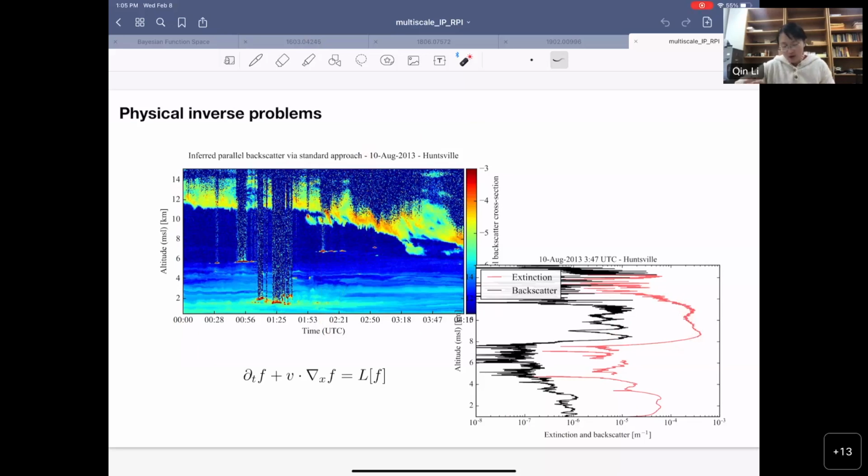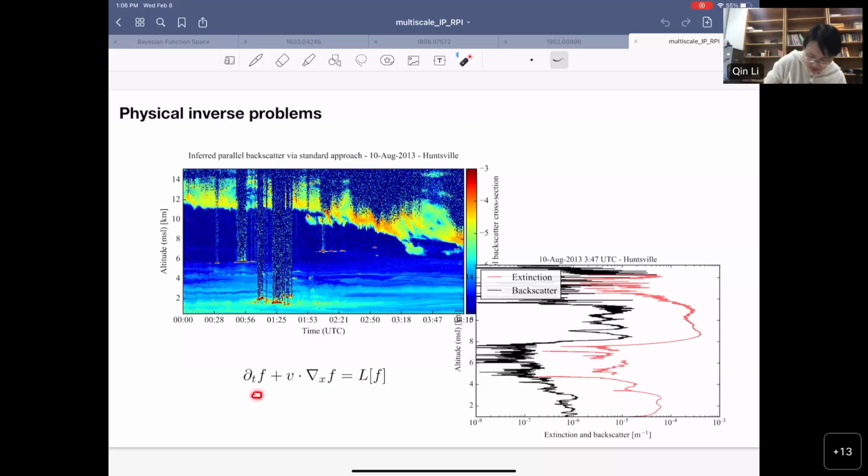If we reformulate this problem using mathematical language, we are really inferring some coefficient over here. So this is my radiative transfer equation, the equation used to simulate light propagation. The light goes up and the light comes down, and over here you have some optical objects that you want to infer.